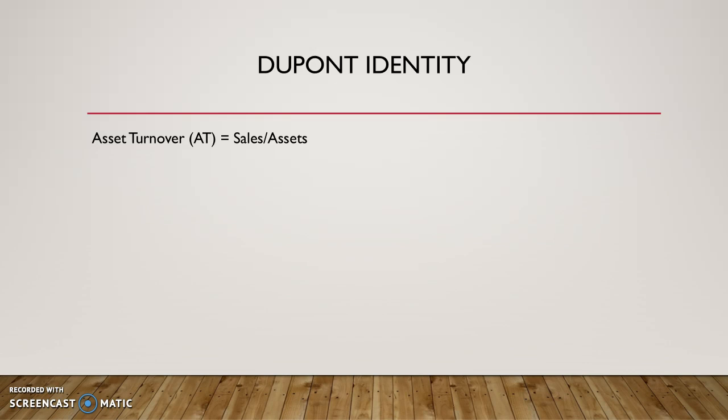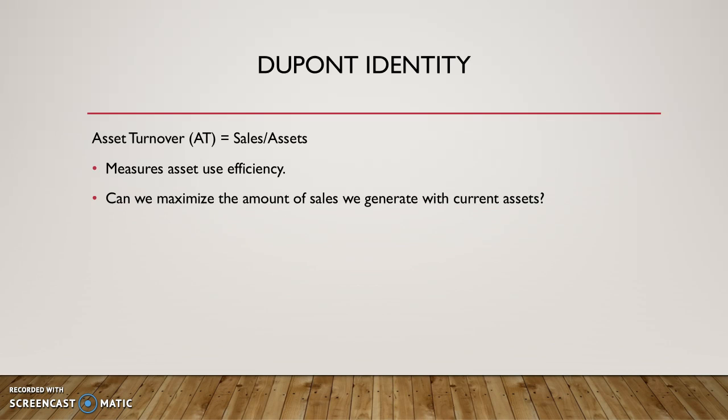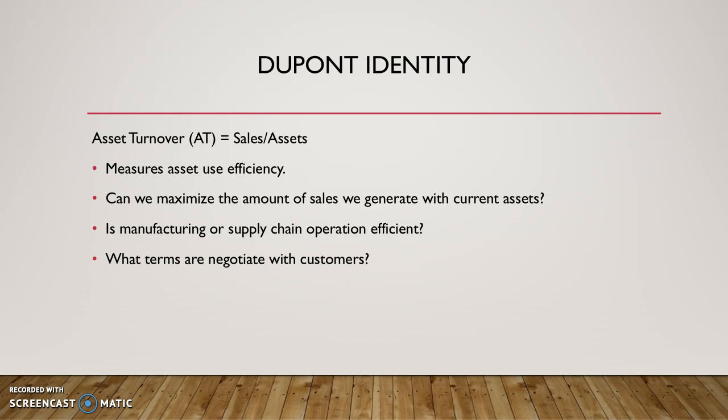The second element is asset turnover, which is sales divided by assets. This measures the asset use efficiency of a company and enables analysts to determine if we can maximize the amount of sales we generate with the assets we have. And from here, companies look at maximizing sales by asking questions like, is the manufacturing operation or supply chain operation efficient? What terms are we negotiating with our customers? Are customers currently paying on time? Answers to these questions will assist a company in minimizing the amount of inventory and stock they have during a period, which is basically minimizing the denominator of the asset turnover equation.